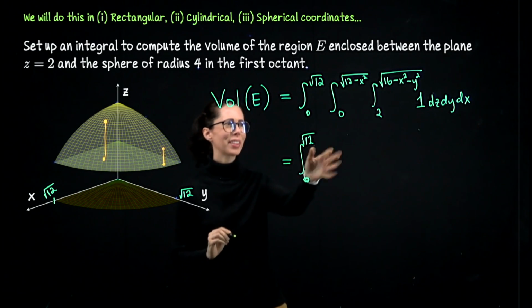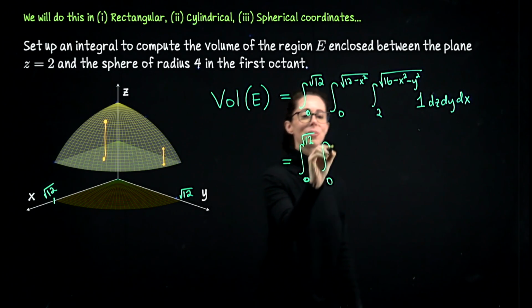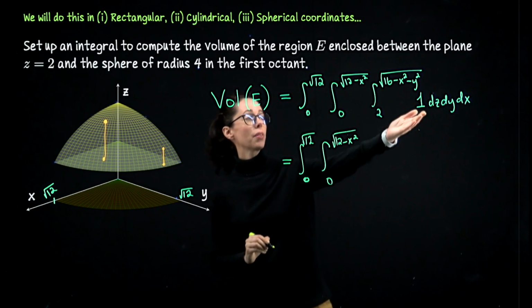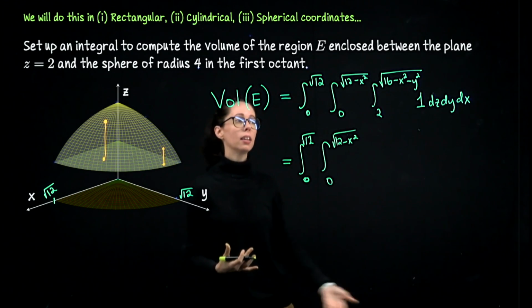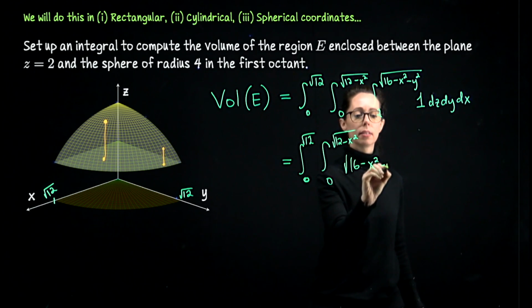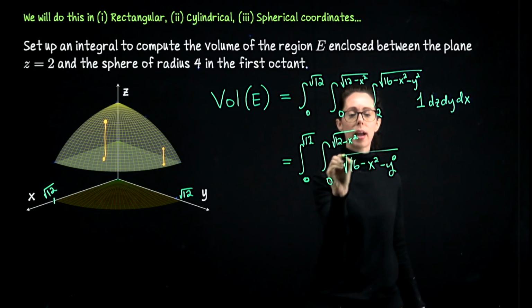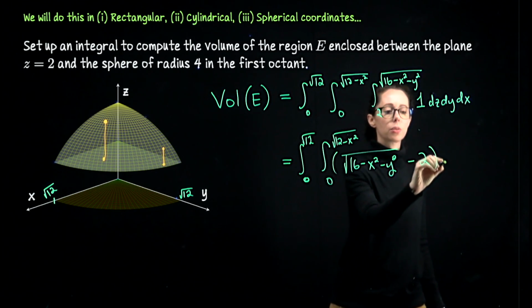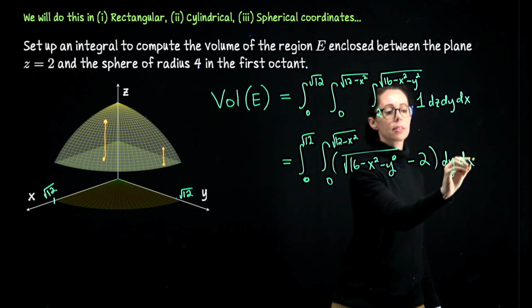Okay, I don't know why I struggled to write that. Let me keep going. 0 to the square root of 12 minus x squared. And then again, the antiderivative of 1 with respect to z is z. Plug in the top, and then subtract off 2, and we're left with integrating this with respect to y and then x.